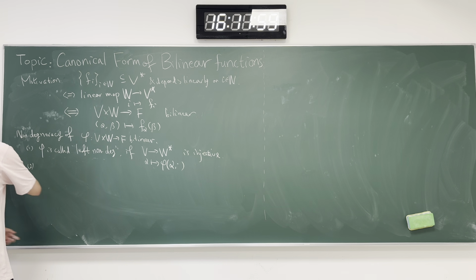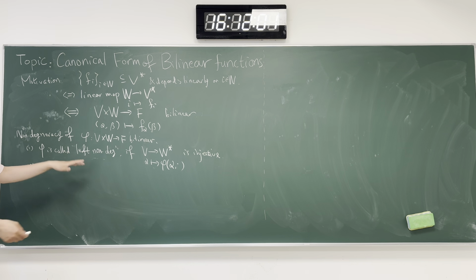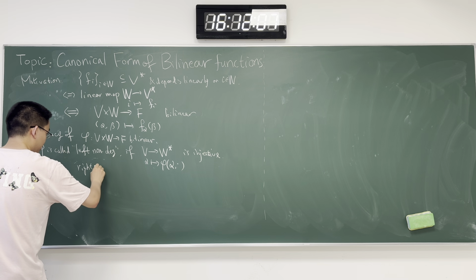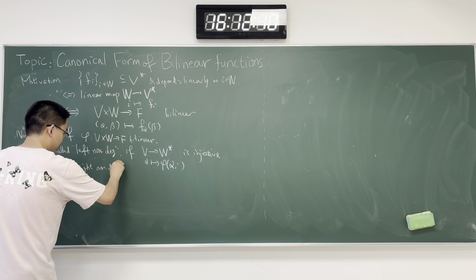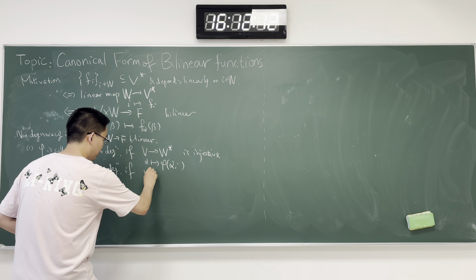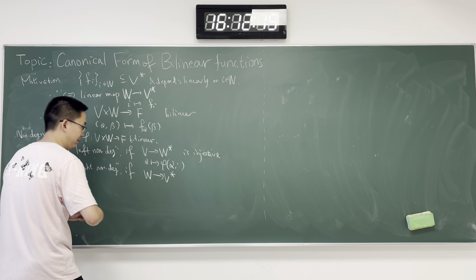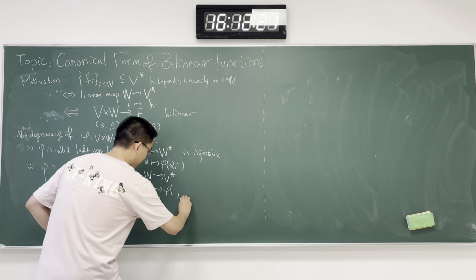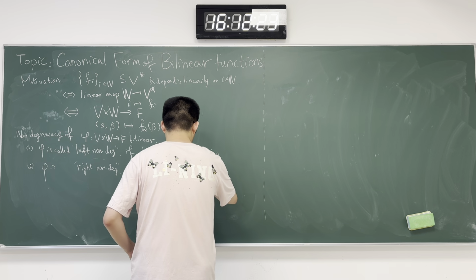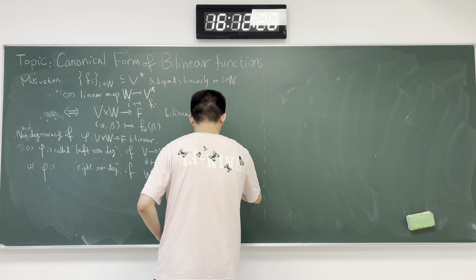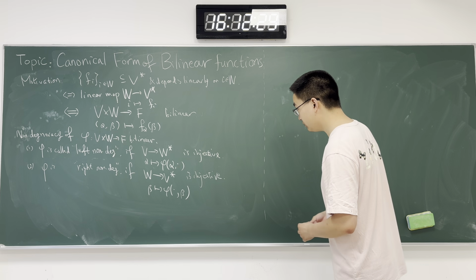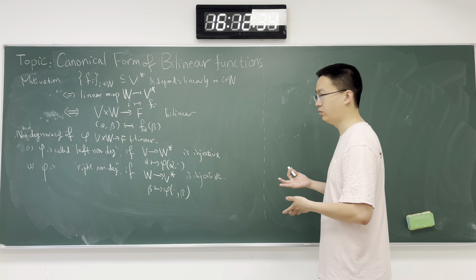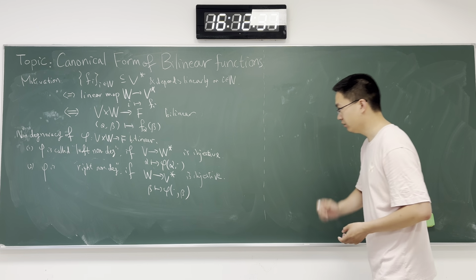Similarly, we could also define the right non-degeneracy. Phi is called right non-degenerate if the map from W to V star, sending beta to Phi with respect to the first coordinate and beta, is injective. And this is the basic property that we will consider about the bilinear form.